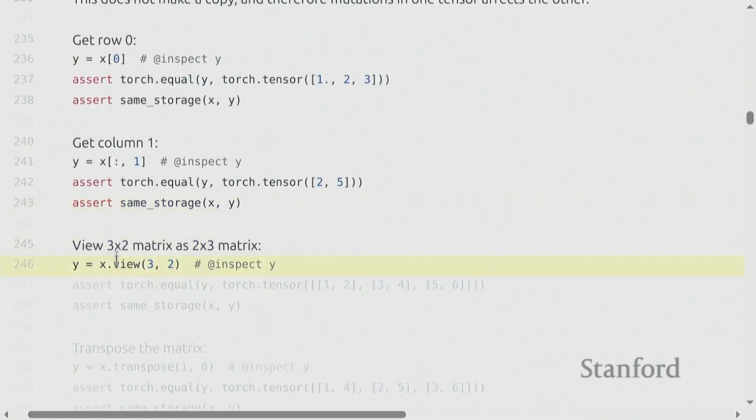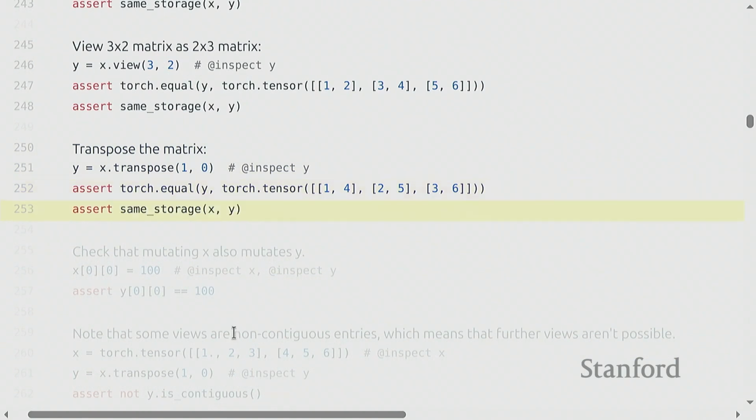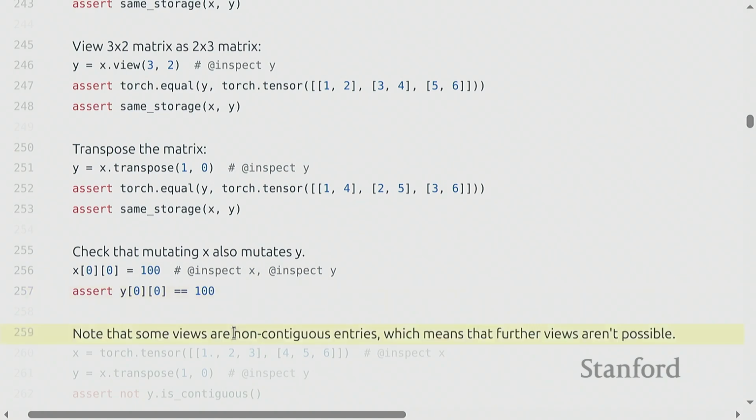You can call a view function, which can take any tensor and look at it in terms of different dimensions. 2 by 3. Actually, this should maybe be the other way around, as a 3 by 2 tensor. So that also doesn't do any copying. You can transpose. That also doesn't copy. And then, like I said, if you start mutating x, then y actually gets mutated as well, because x and y are just pointers into the same underlying storage.